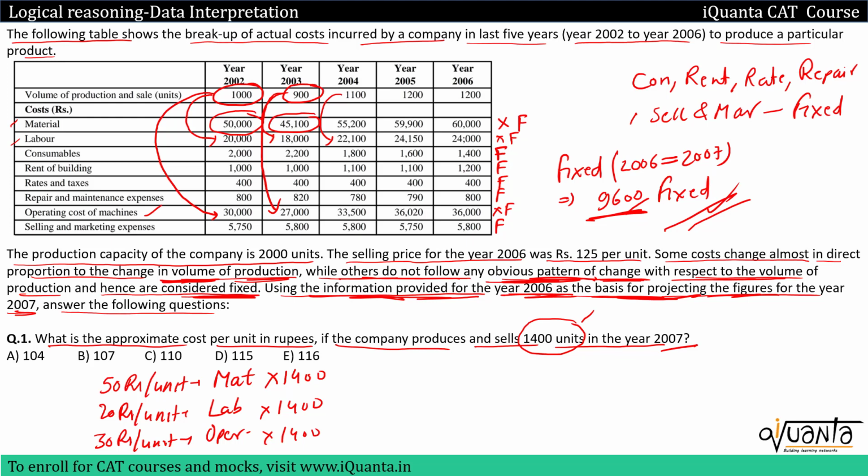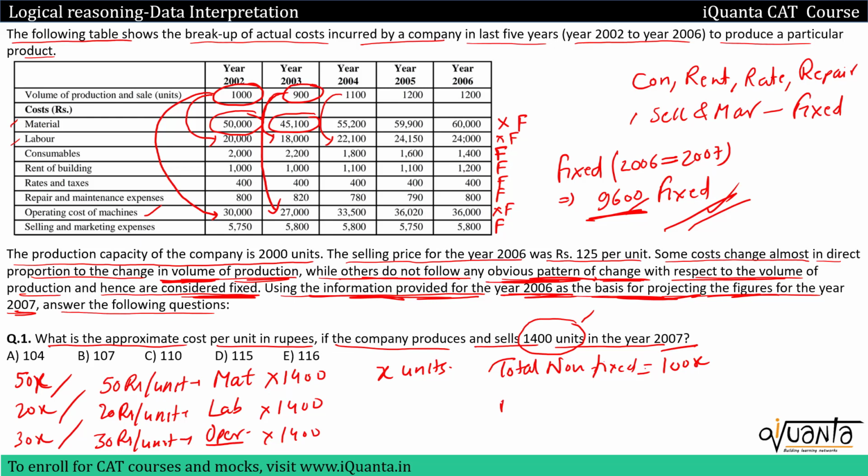For example, if I assume that X units are being produced in year 2007, then the cost of material would be 50x rupees, because X units are produced. The cost of labor will be 20x rupees in total, and the operating cost will be 30x in total. So the total non-fixed cost will be 50x plus 20x plus 30x, which gives us 100x. That means in a particular year, the non-fixed cost will be 100x.